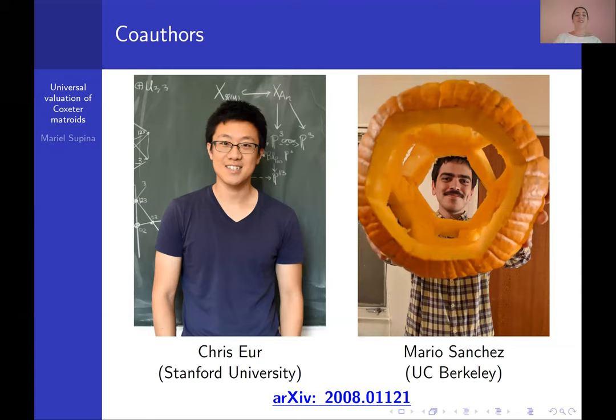So this is based on a paper that I wrote jointly with Chris Yur and Mario Sanchez. And so you can find our preprint on the arXiv if you like. It's called The Universal Valuation of Coxeter Matroids, the same as the title of the talk.